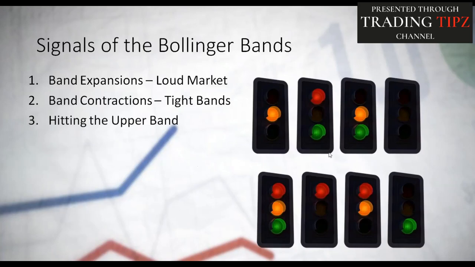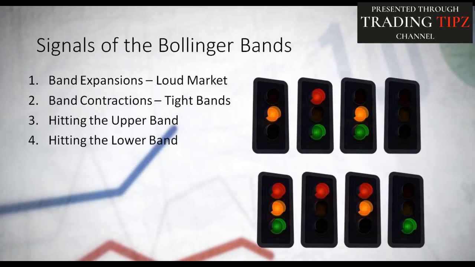Another signal is when the price action is hitting the upper band of the Bollinger Bands indicator. This is a tricky signal, and the reason for this is that there is no certain indication about what exactly is happening when the price is hitting either the upper or the lower band.